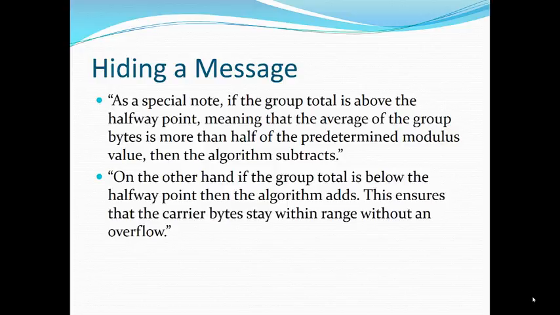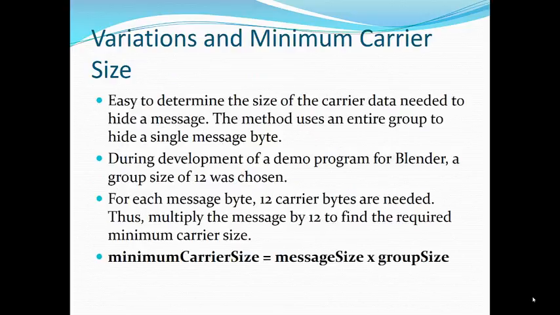As a special note, if the group total is above the halfway point, meaning that the average of the group bytes is more than half of the predetermined modulus value, then the algorithm subtracts. On the other hand, if the group total is below the halfway point, then the algorithm adds. This ensures that the carrier bytes stay within the range without an overflow. So there are variations you can apply to this, which makes it even more difficult to find and extract messages.